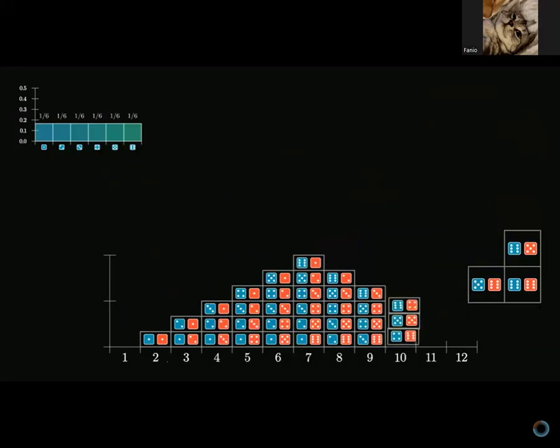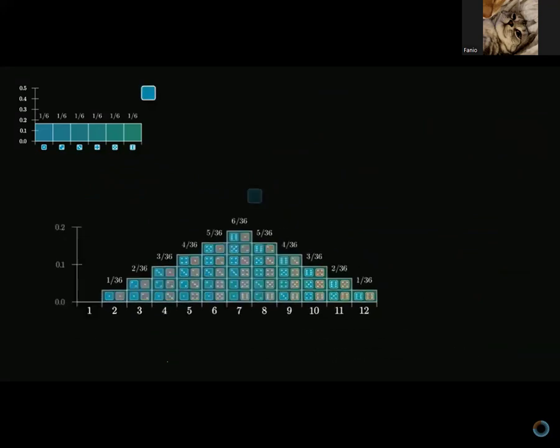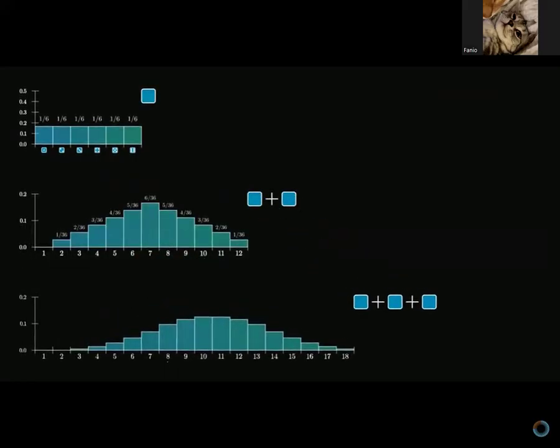Since each such pair has an equal chance of showing up, 1 in 36, all you have to do is count the sizes of these buckets. That gives us a definitive shape for the distribution describing a sum of 2 dice, and if we were to play the same game with all possible triplets, the resulting distribution would look like this.